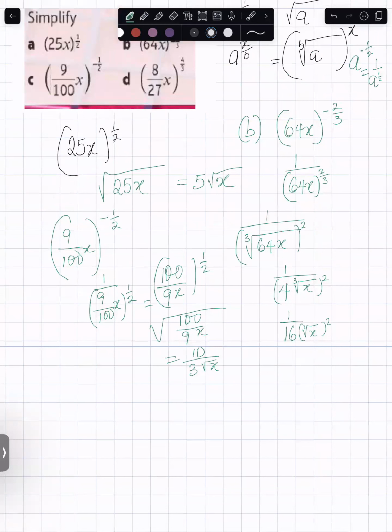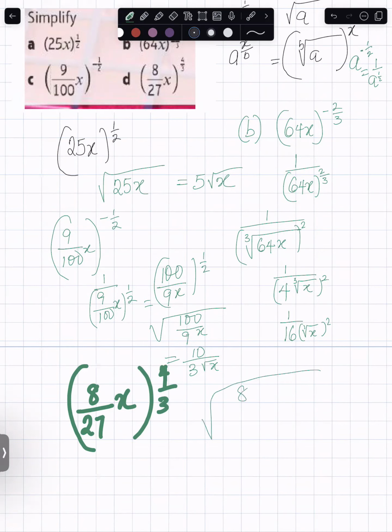Then we have the last question, that is (8/27)x raised to 4/3. On that expression, it's just going to be the cube root of (8/27)x, and everything will be raised to 4. So I have it raised to 4 here.